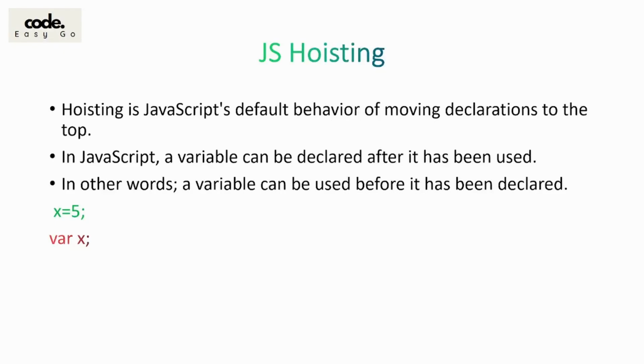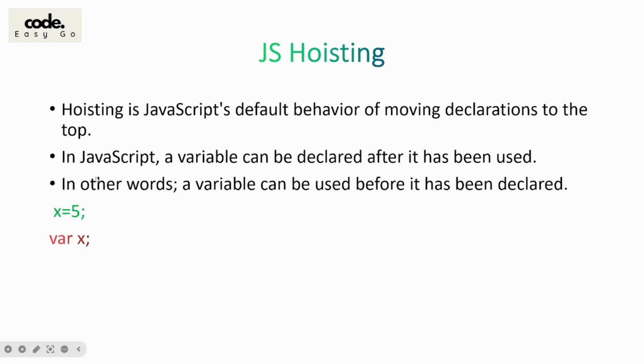Hello guys, in this video I'm going to talk about JavaScript hoisting, and the let, const, and var keywords. So what is hoisting? Hoisting is JavaScript's default behavior of moving declarations to the top. In JavaScript, a variable can be declared after it has been used. In other words, a variable can be used before it has been declared.